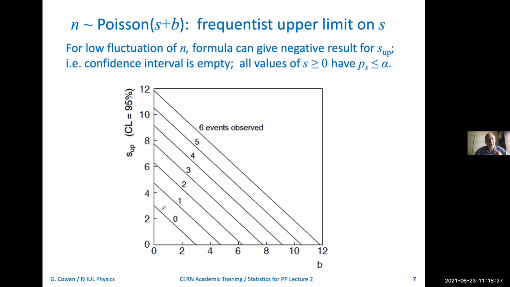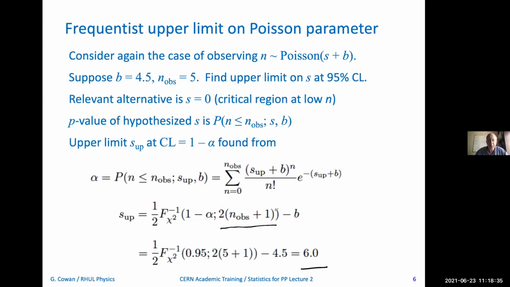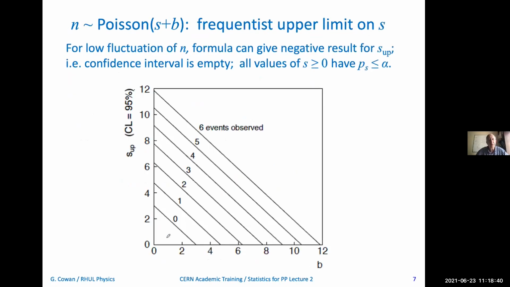All right, now one of the things that you can see in this set of curves is that they decrease, right? That just emerges from this formula because I subtract b here. It's got a minus b. It means that the formula naively goes negative. In fact, that doesn't mean that the upper limit is literally negative. What that means is that if you test all positive values of s, for all values of s you can get a p-value less than 5%. That would be the case, for example, if you observed 0 events and you had b of, it looks like there, slightly less than 3.